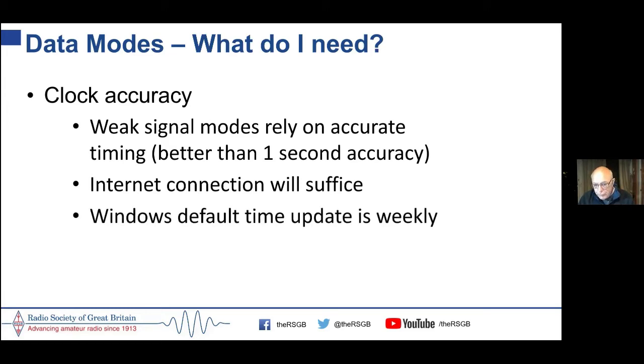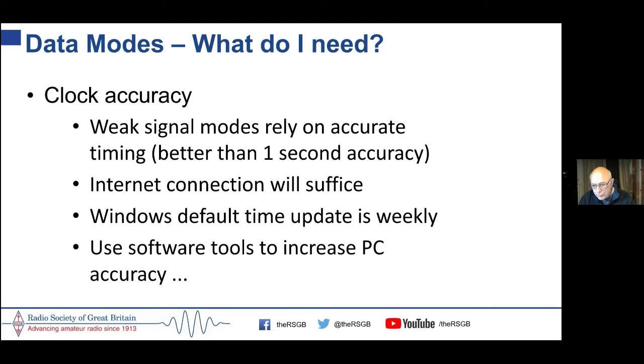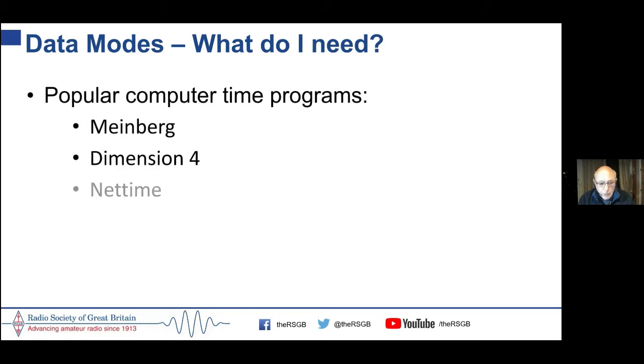But the Windows default time update is weekly, which is not good enough. But there are a load of free software programs you can use to increase the PC's accuracy. Basically, what they do is they go off more frequently and update your clock. So these are a few of the more popular programs that you can get to sync up your time on your PC.